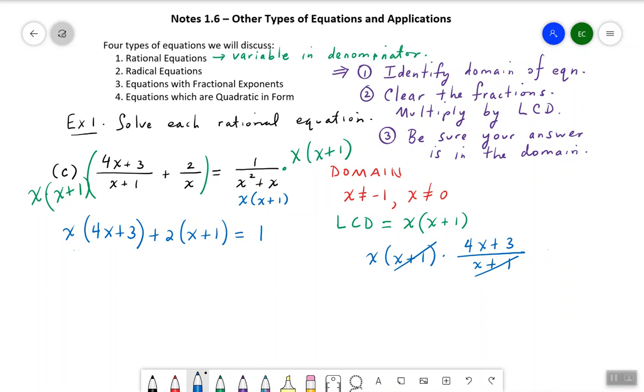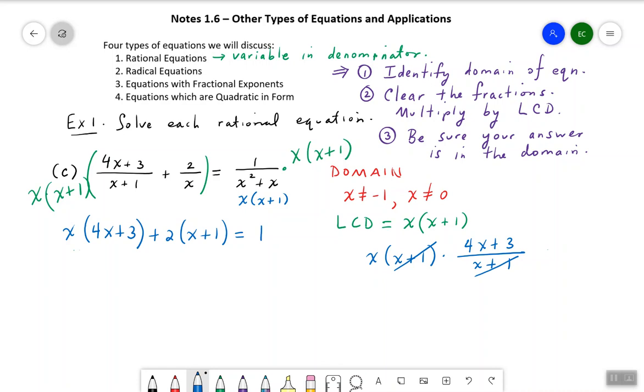So we cleared out the fractions, we multiplied through by the least common denominator, and we wound up with this equation here, which we recognize as a quadratic equation. So we already know how to solve that. We already studied that in a previous section. So really the new material here in this section are the two steps that we've just done, to identify the domain and then to multiply through by the least common denominator. Those are the two new things that we need to know to solve a rational equation.